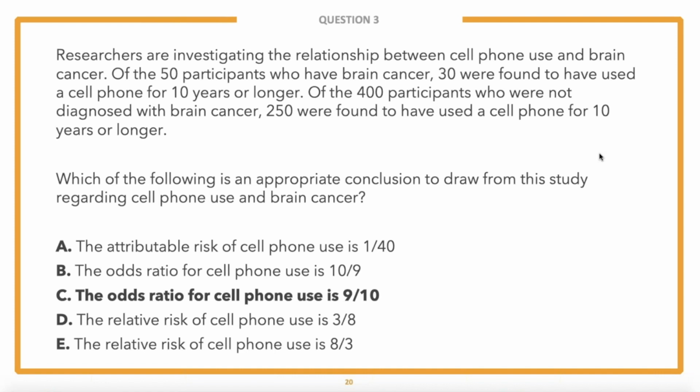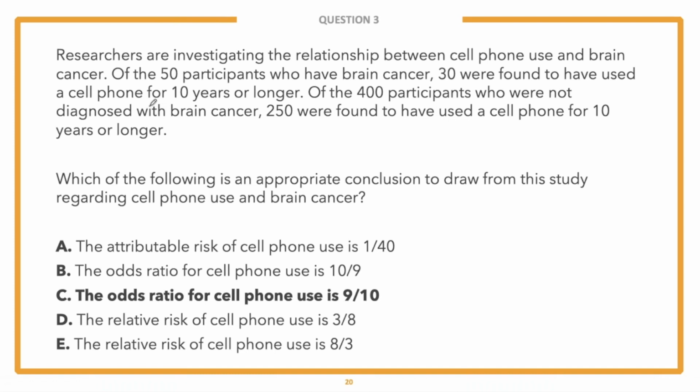Okay, I see a few right answers. Right, so this is a case control study. That's the first step in diagnosing or getting the right answer. We see that they're talking about people with brain cancer and people without brain cancer. So I want you to think of it as cases are people with brain cancer, and we're comparing them to healthy individuals who are our controls.